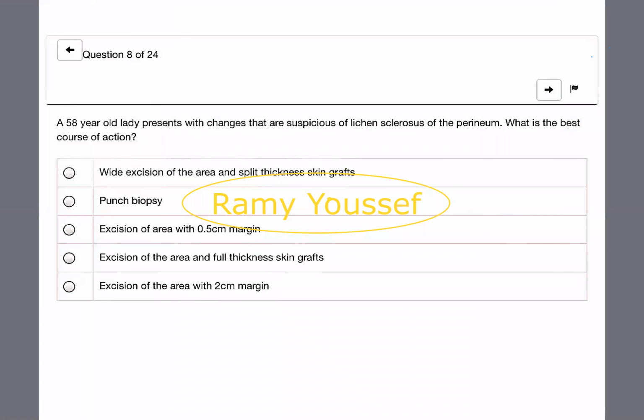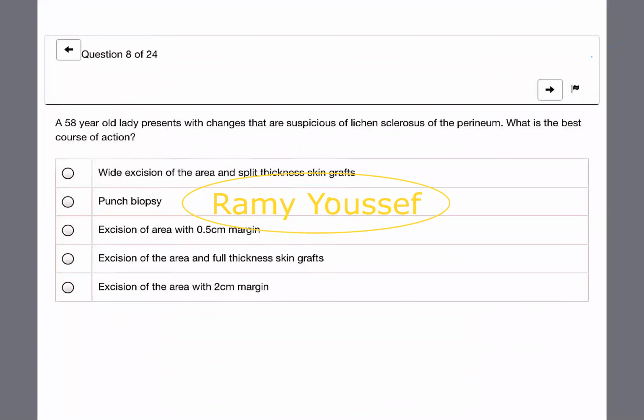Next question. A 58-year-old lady presents with changes that are suspicious of lichen sclerosus of the perineum. What is the best course of action? A. Wide excision of the area and split thickness skin grafts. B. Punch biopsy. C. Excision of the area with 0.5 margin. D. Excision of the area and full thickness skin grafts. E. Excision of the area with 2 centimeter margin. Lichen sclerosus of the perineum. B, punch biopsy.